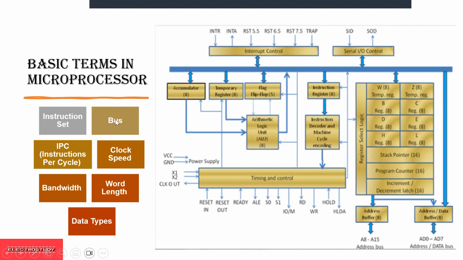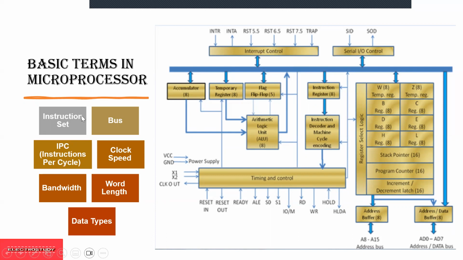Bus is a communication channel between the input and the output device. Now here you can see there is a line that goes through the complete block. This is the bus, which communicates with all other devices. Like this, it is communicating with the accumulator, and it is also communicating with the interrupt control and serial input control. So it is a communication interface present in the microprocessor. Next is IPC. IPC is nothing but instructions per cycle.